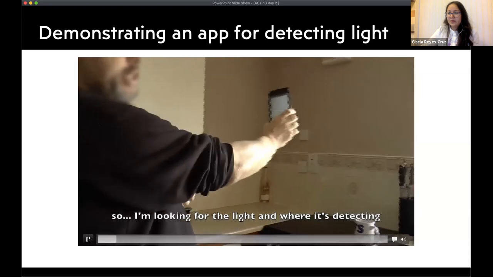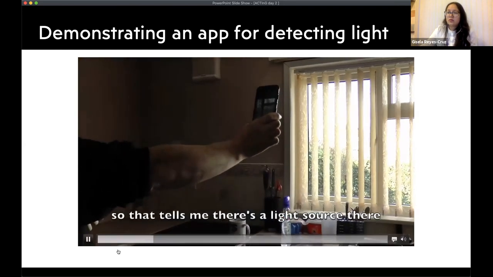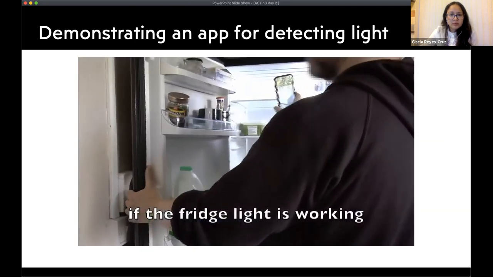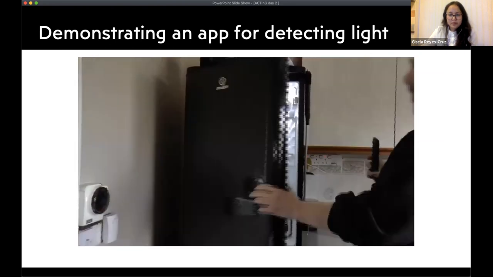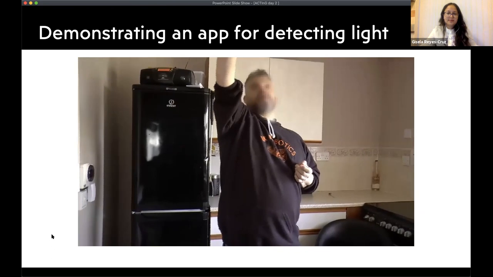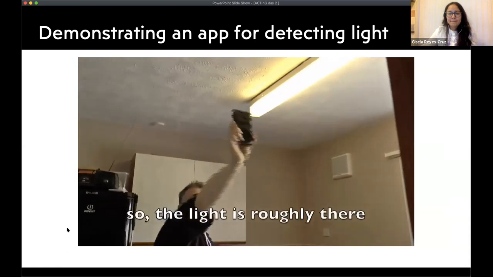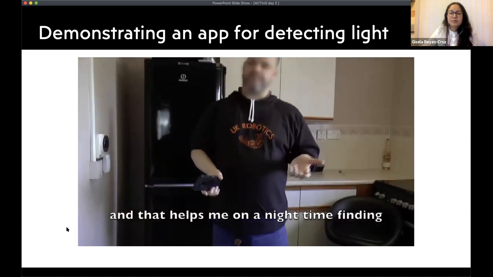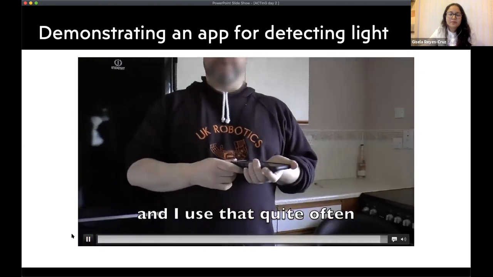I'm looking for the light from where it's detected. So that tells me there's a light source there. Also, if the fridge light is working, also, if you turn the light on, so the light is roughly there. And that helps me at night time finding whether or not the lights have been left on. Okay, I turn it off. And I use that quite often.